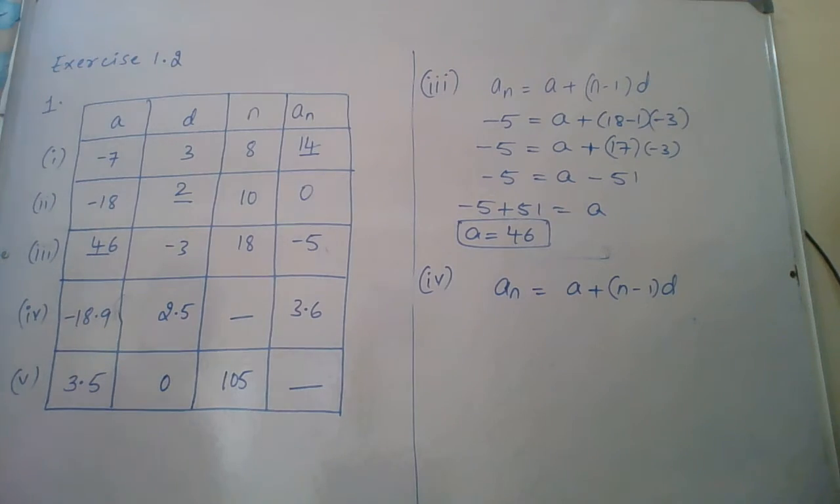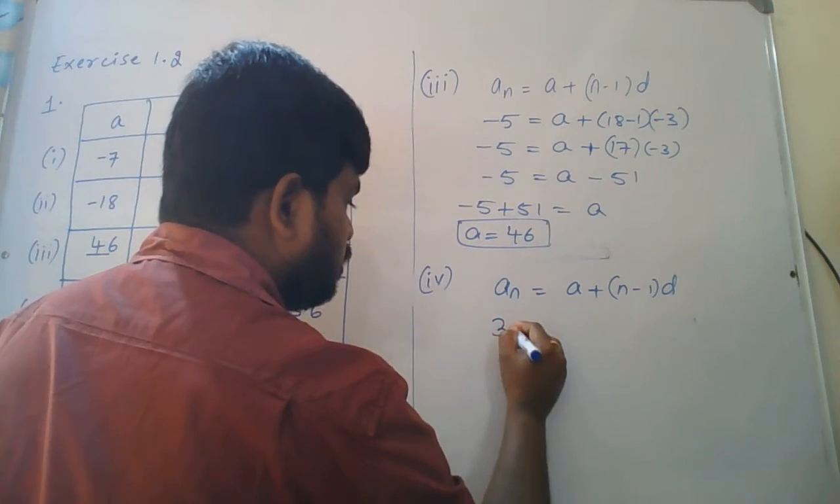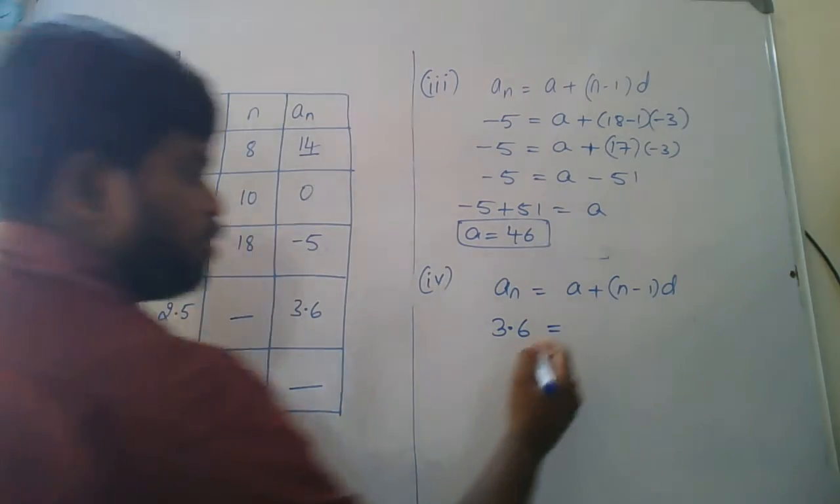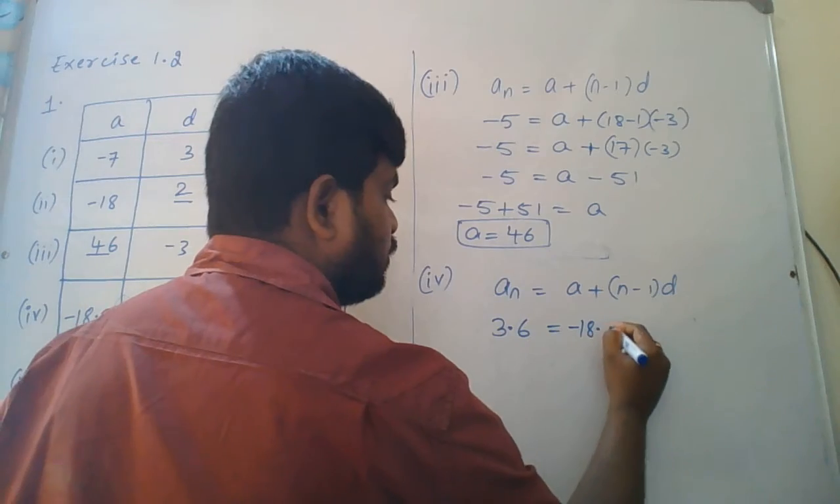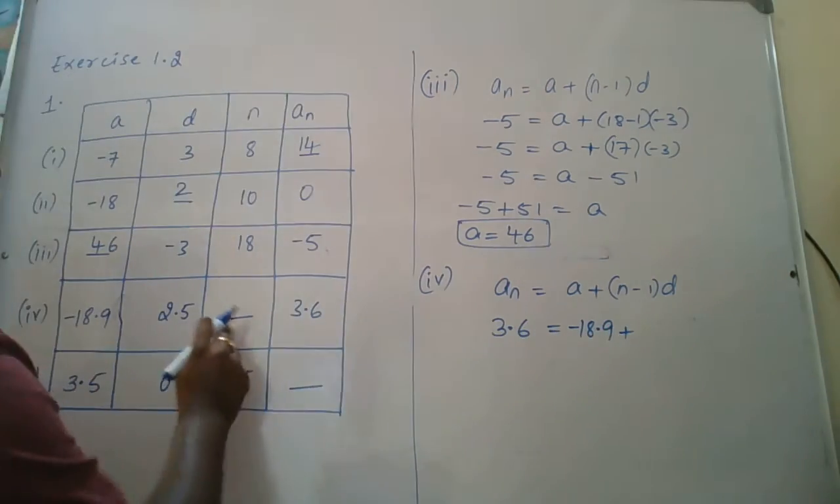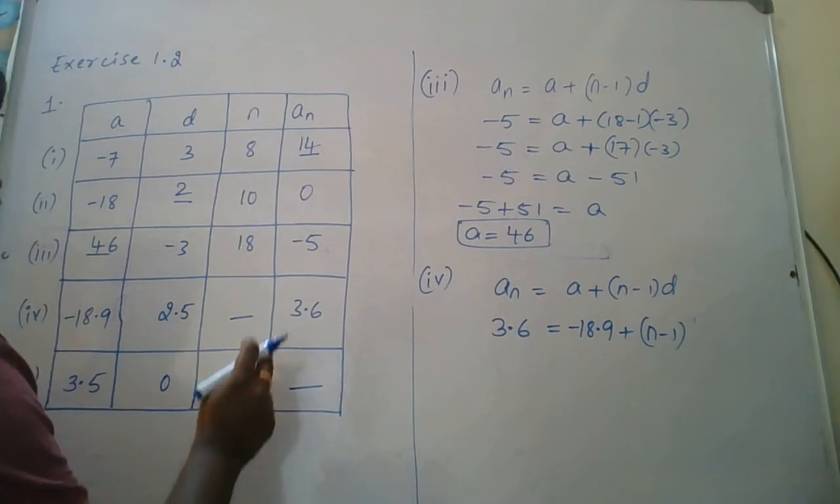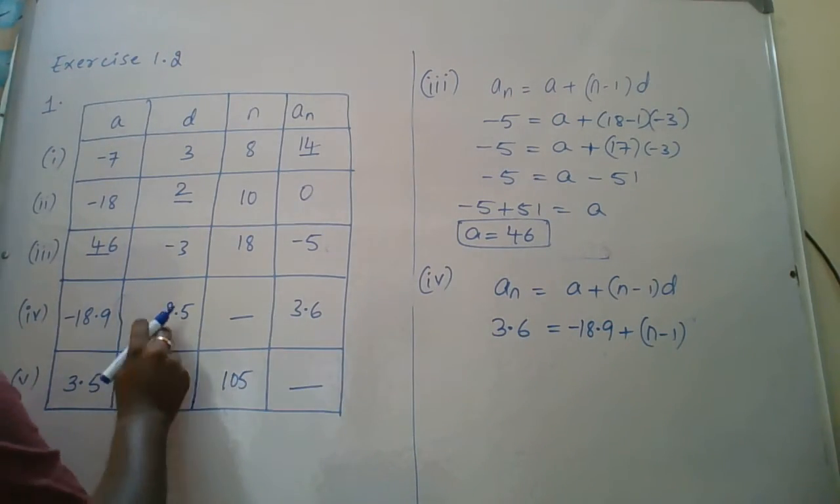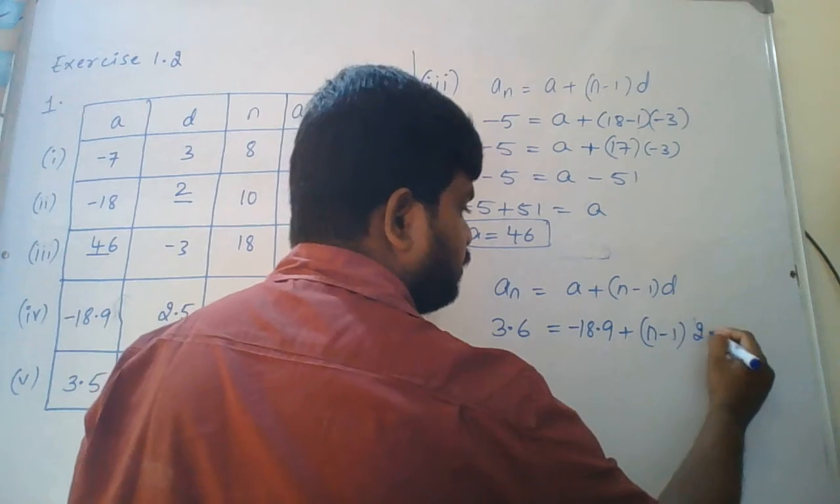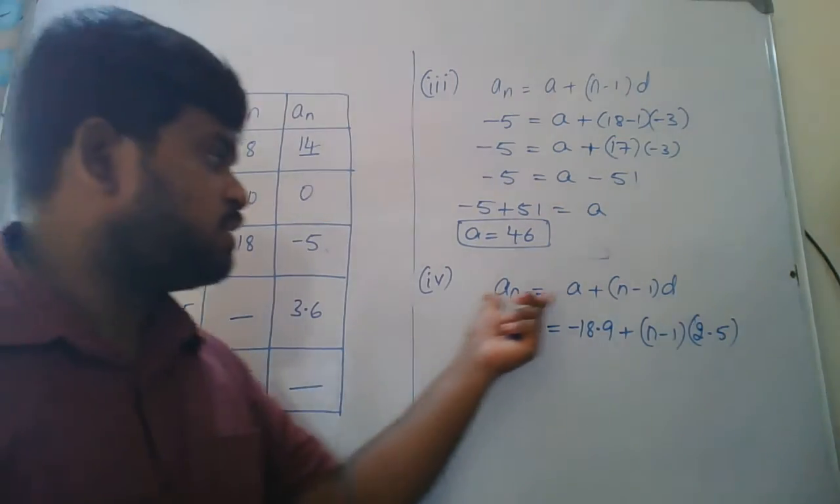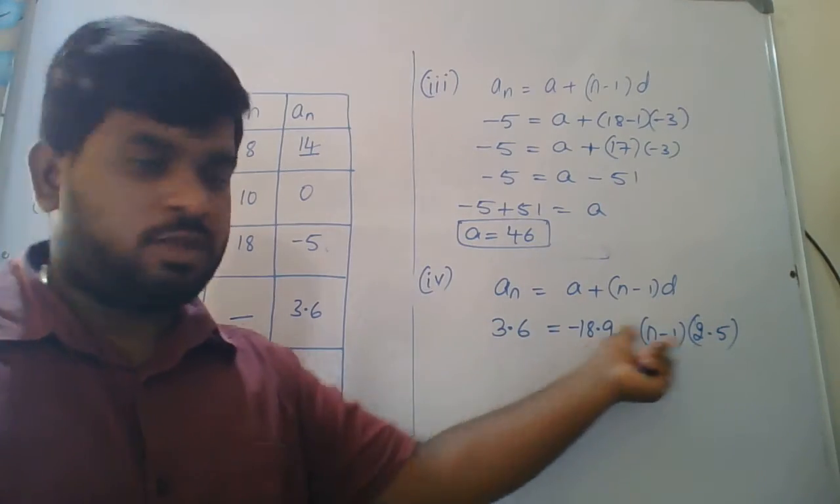Okay, so what is the value of an? They have given it as 3.6. What is the value of a given? Minus 18.9, plus the value of n is not given, and the value of d is given as 2.5. So let's take that. So this is our formula. We have substituted the given things.